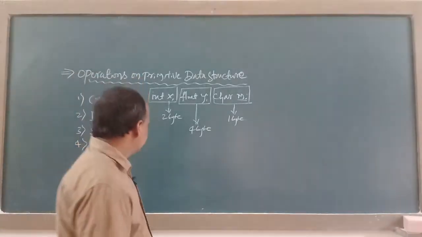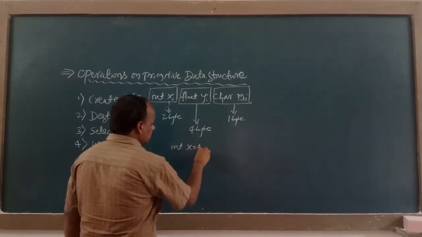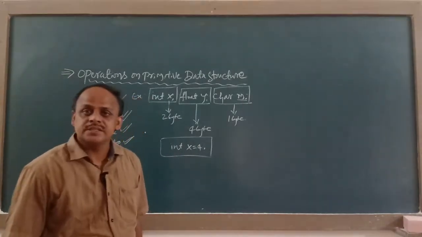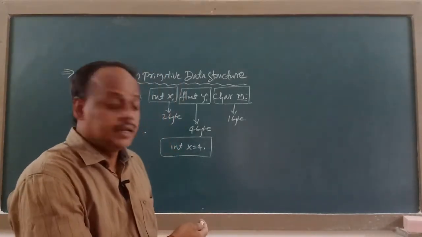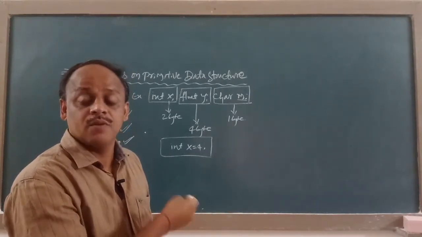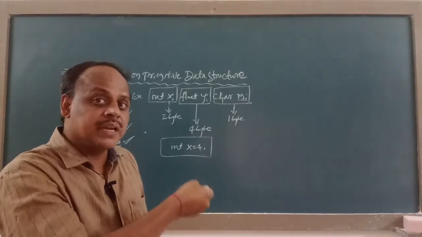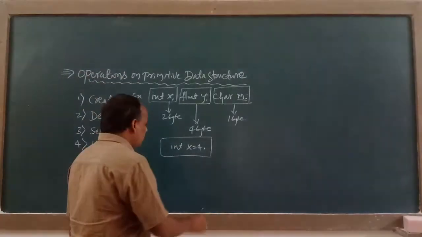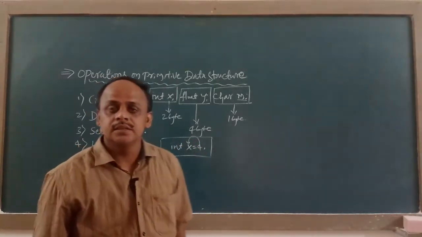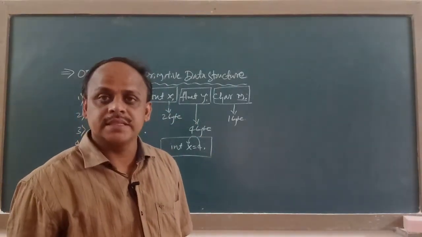For example, let us consider int x is equal to 4. Let us consider this valid C++ statement. What does it mean? int x is equal to 4 semicolon. It is one of the valid C++ statements. From this statement, we can say the value of int type 4 is assigned to x, right?